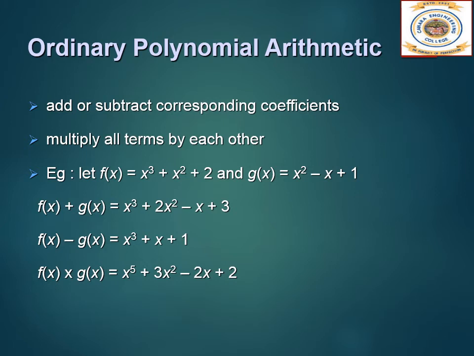Then comes multiplication. When I multiply, I have to multiply all terms by each other. So I multiply x cube into all of these: x cube into x square, x cube into minus x, x cube into 1, then x square into x square, x square into minus x, x square into plus 1, 2 into x square, minus 2 into x, and 2 into 1. When I multiply and add up, I get the answer to be x to the power 5 plus 3x square minus 2x plus 2. This is the ordinary polynomial arithmetic.